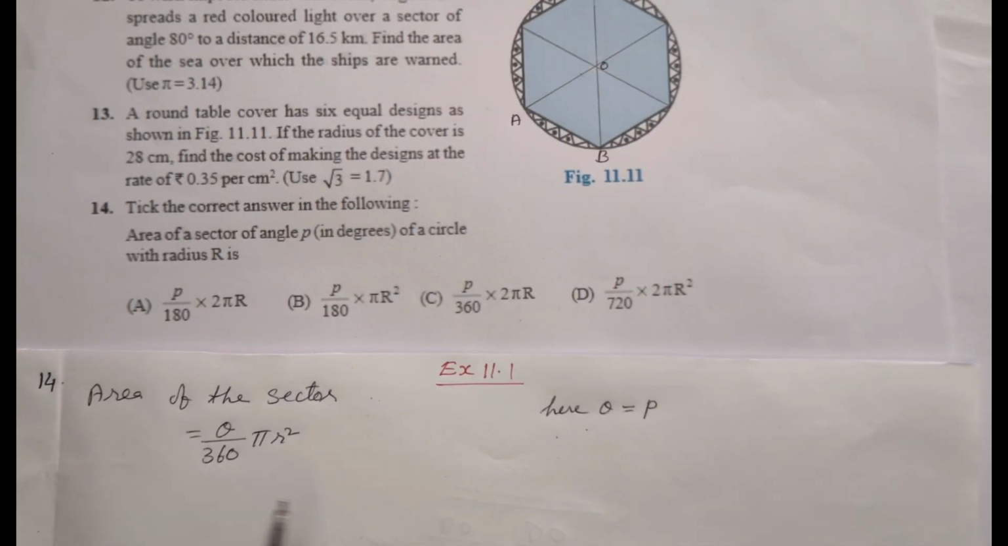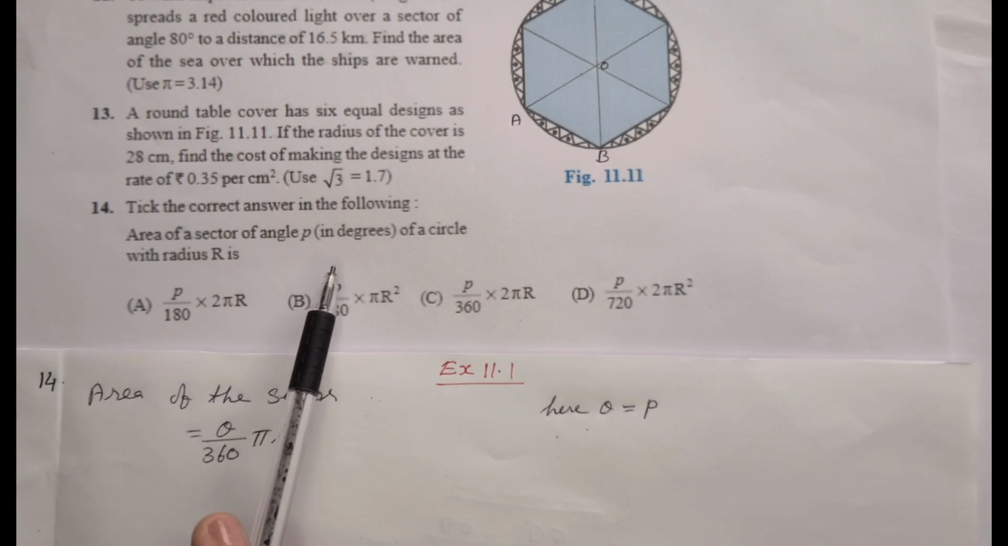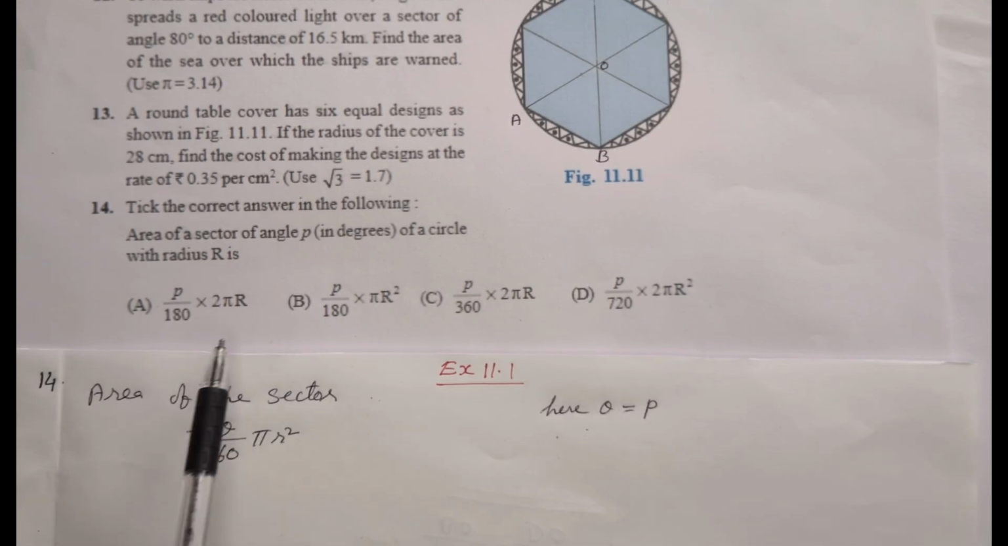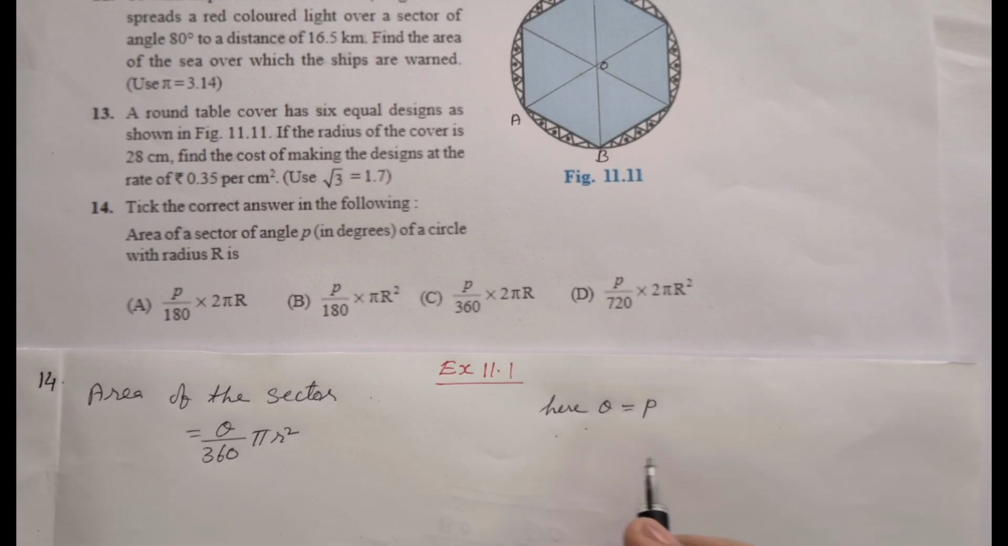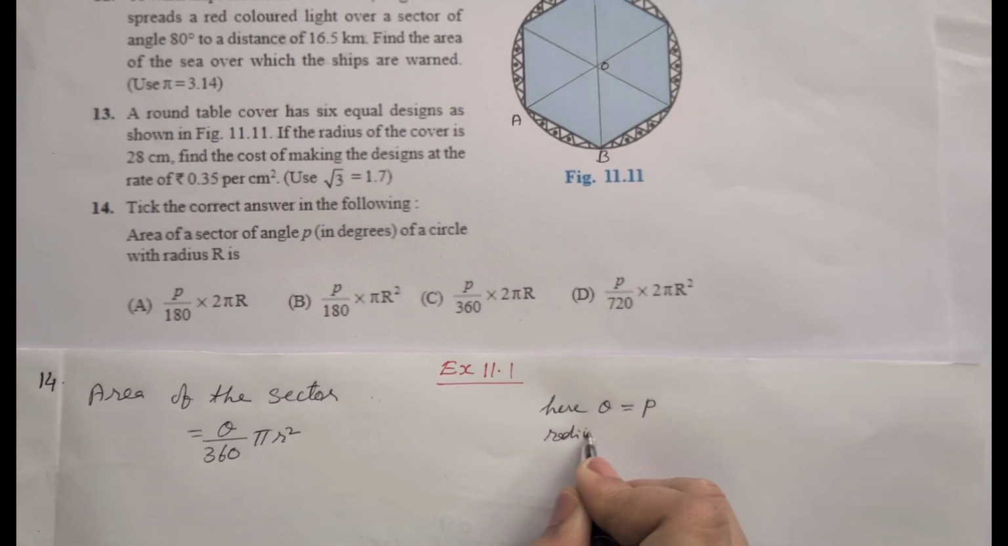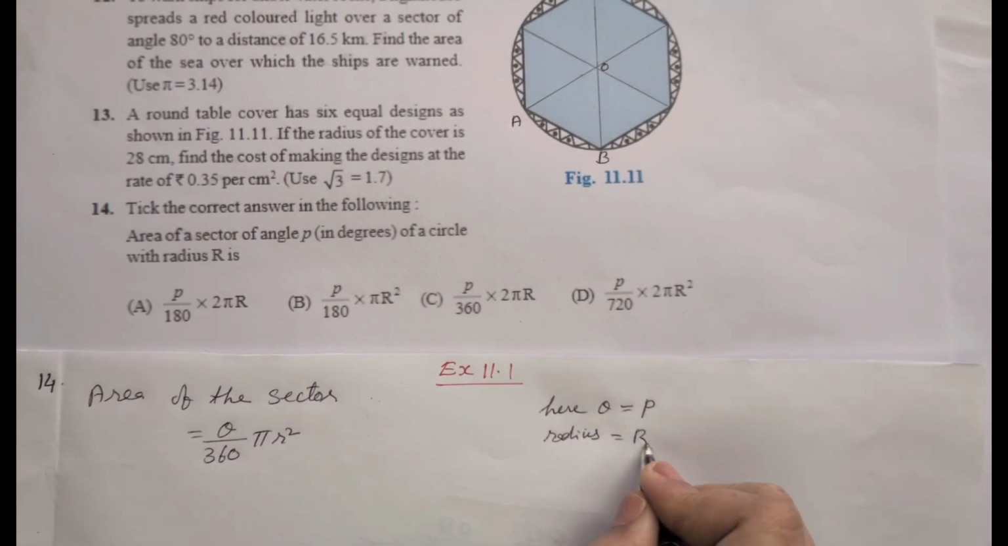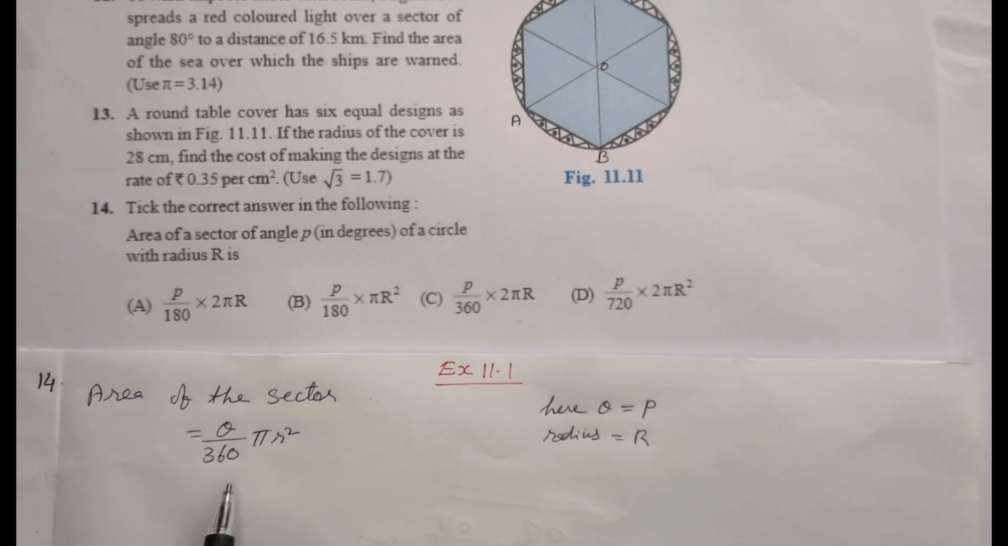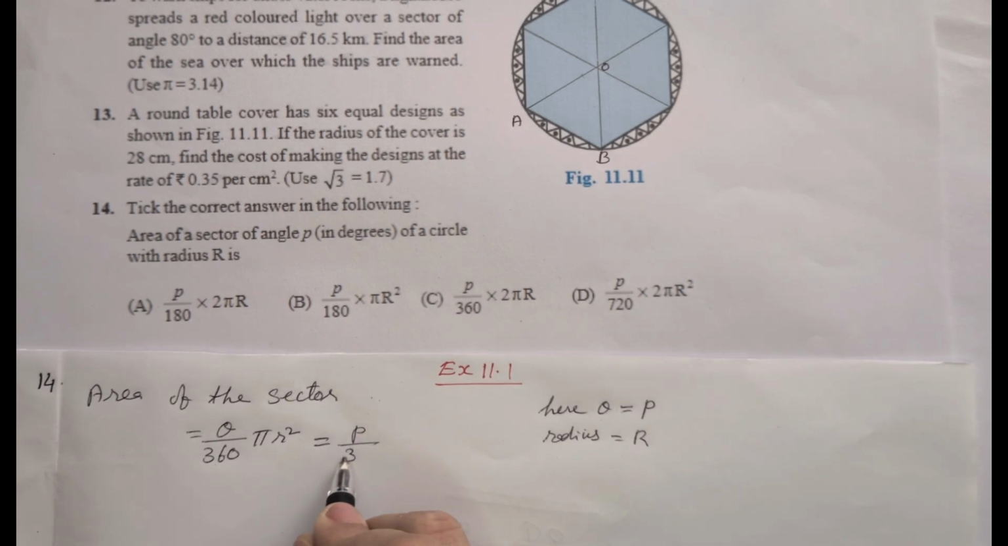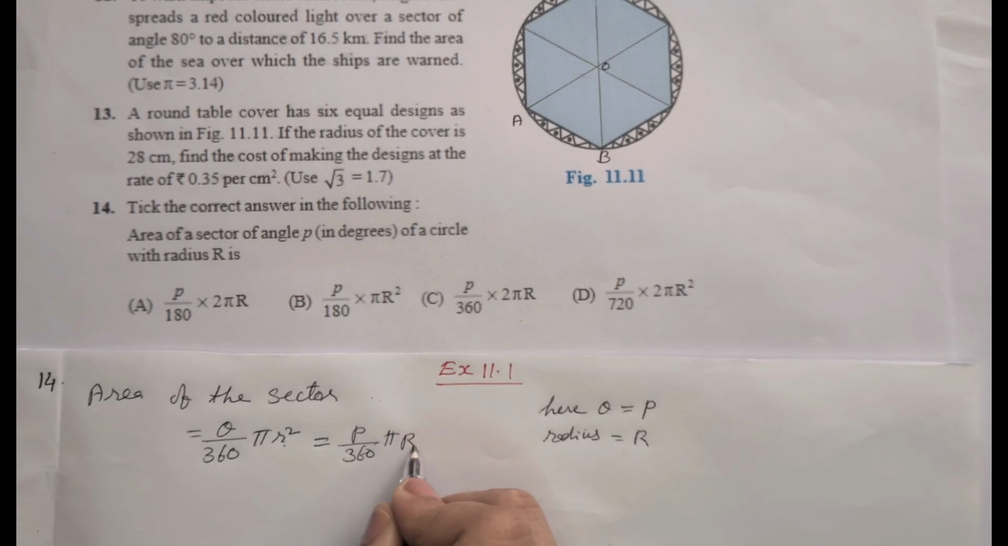Question number 14. Choose the correct answer. The area of the sector of angle P in degrees of a circle with radius R. We have to choose the correct answer from here. The angle is given as P, so we take theta is equal to P, and the radius is given as capital R. The area of the sector, we know, is theta by 360 pi R square, which is equal to, in place of theta, P by 360 pi, in place of radius, capital R, R square.